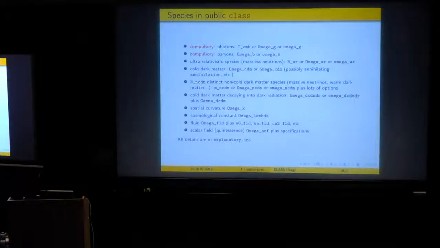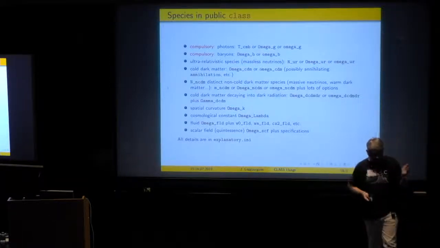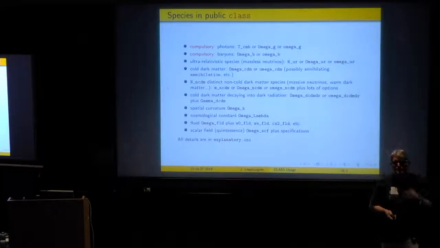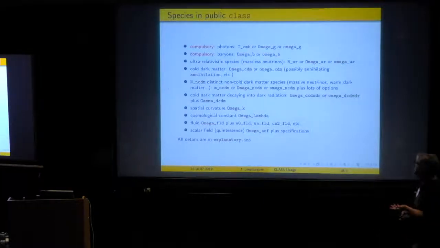Okay, so as we said, there is also the possibility in the code to write this as a non-trivial function, and then the code will integrate over W in order to understand what is the background and perturbation evolution. And then finally, there is a scalar field, which has lots of parameters described in explanatory.ini. In explanatory.ini, you see that you can switch between different quintessence potentials, and in principle, you can add your own.